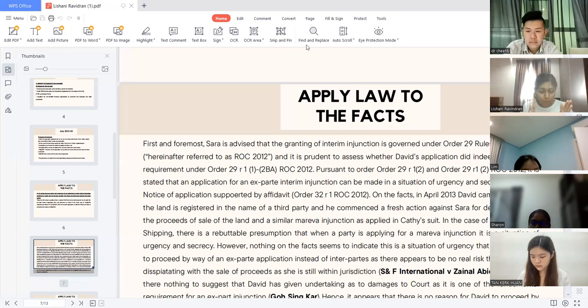Let's take today, 1st June. 1st June, 21st of June, it is valid. The interim inter-parties hearing is fixed on 14th of June. For some reason, the inter-parties hearing cannot take place. It is postponed to 28th of June.